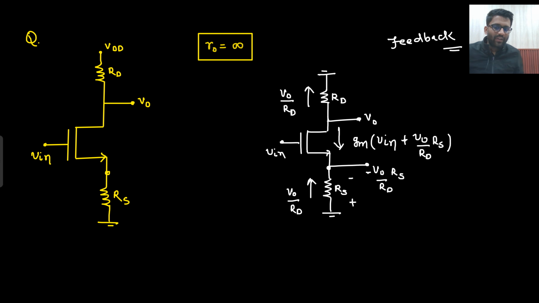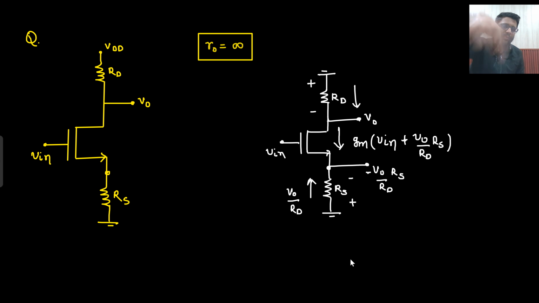So now we have written down the current as well. What is the current in the MOS? That is Gm V in minus this potential, and this potential is equal to minus V naught by Rd into Rs. So this current I have written down. Now the same current will be flowing through this Rd as well, in the downward direction, from up to down. So this is how it will give the drop.